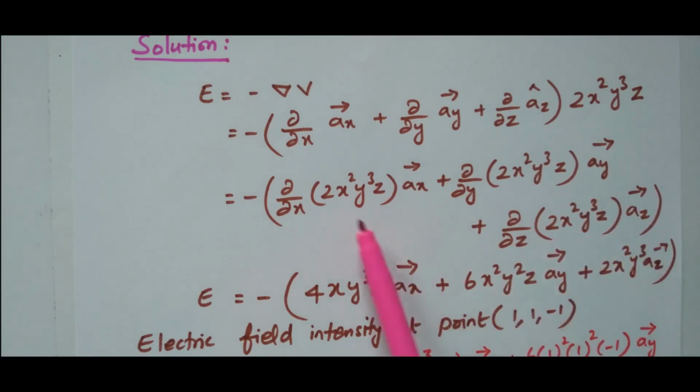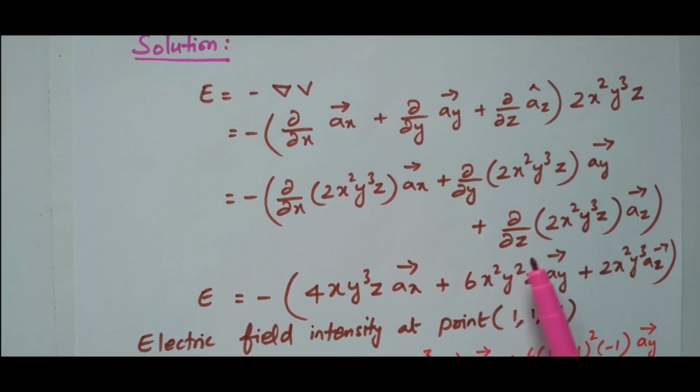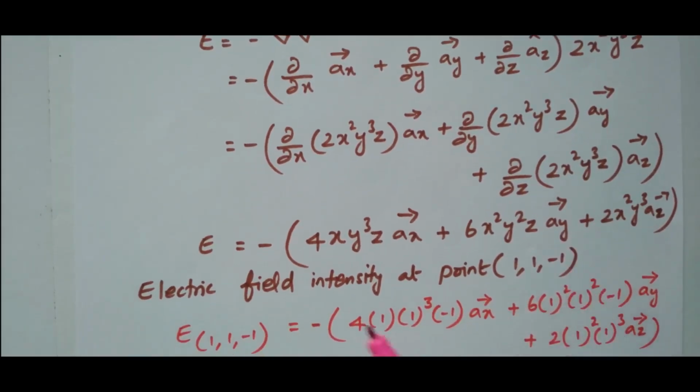So what is the meaning? This one we need to differentiate with respect to x, and the remaining terms, y and z, are constant. What is the meaning of dou by dou y? We have to differentiate with respect to y, and x and z are constant. Dou by dou z means we need to differentiate with respect to z, and x and y are constant. Right? So while differentiating, what are we getting?